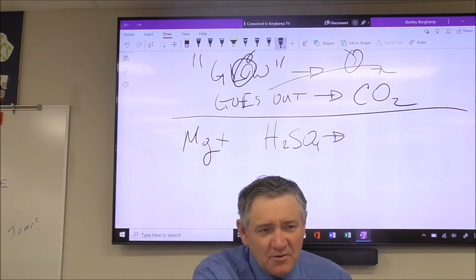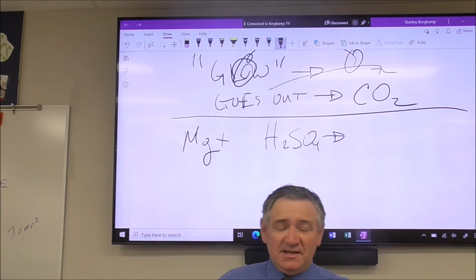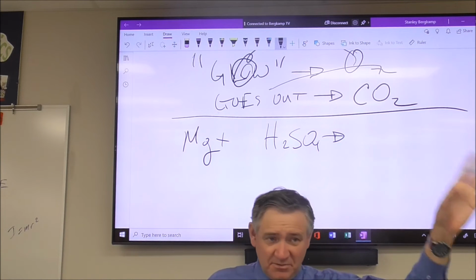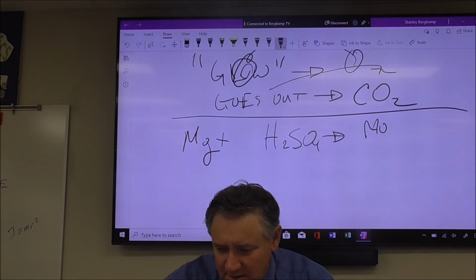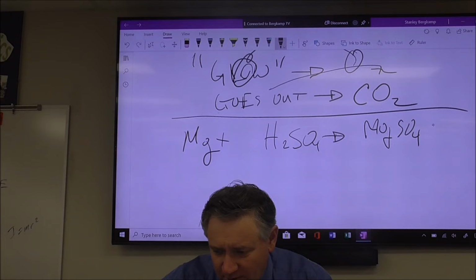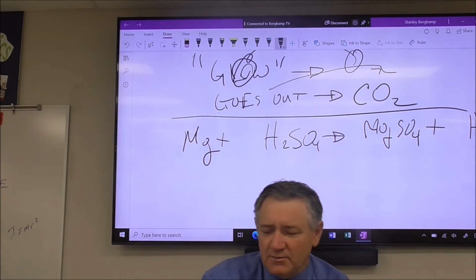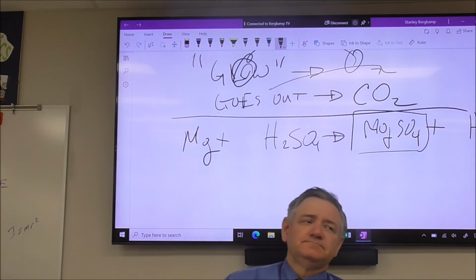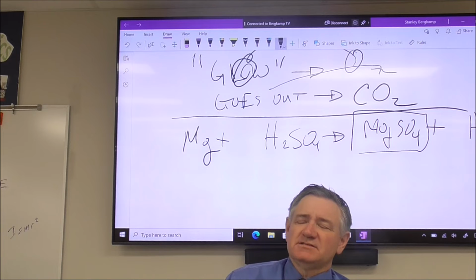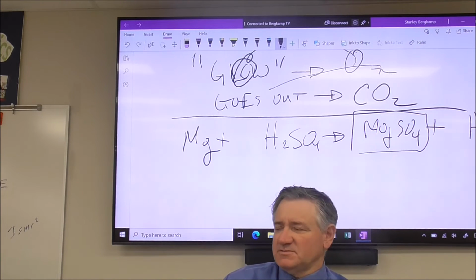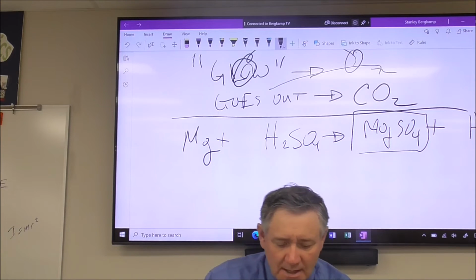Okay, so, but with sulfuric acid, it actually kicks out both of them, because the sulfate isn't very tightly bound at all. This is what we call a strong acid. So you're going to get MgSO4 and hydrogen gas. So why do I write that as MgSO4? Because that's stable. What's the charge of magnesium? 2 plus. What's the charge of sulfate? 2 minus. There you go.